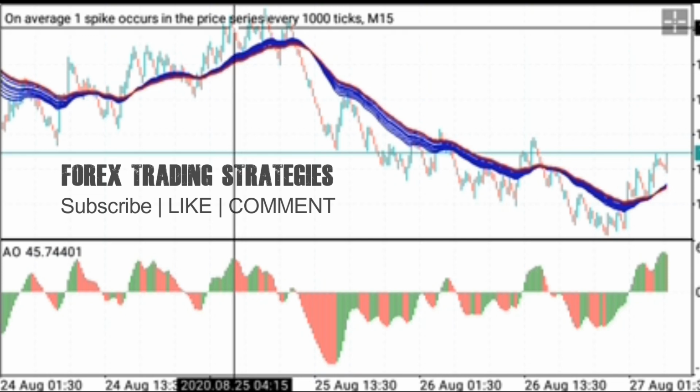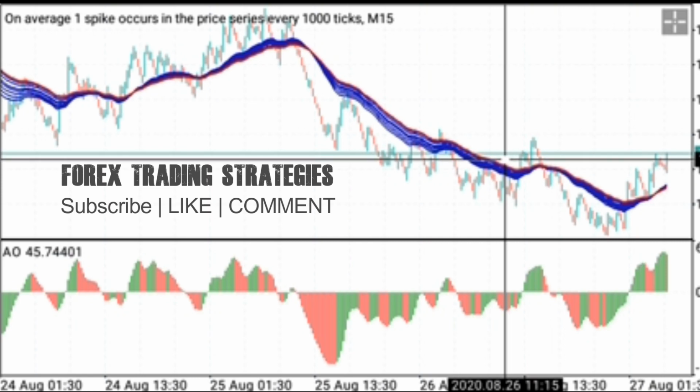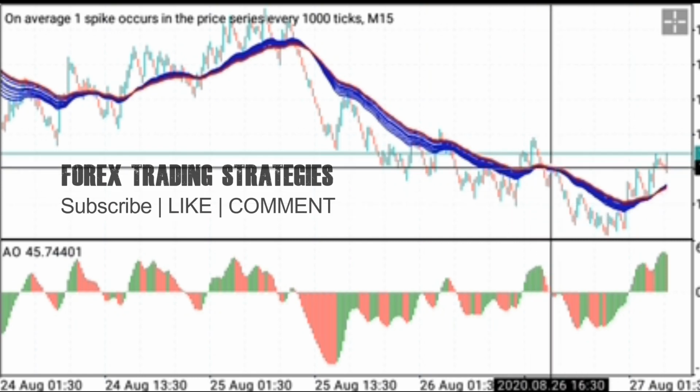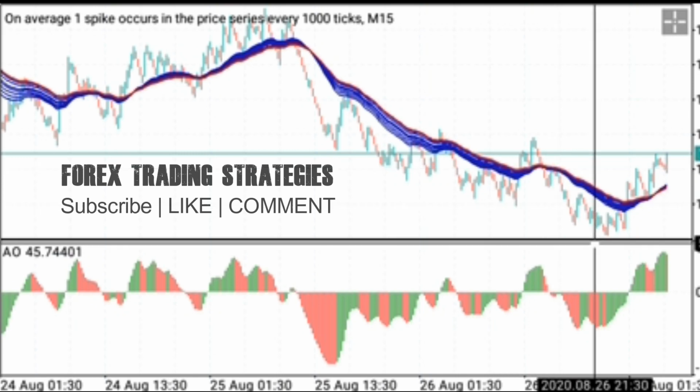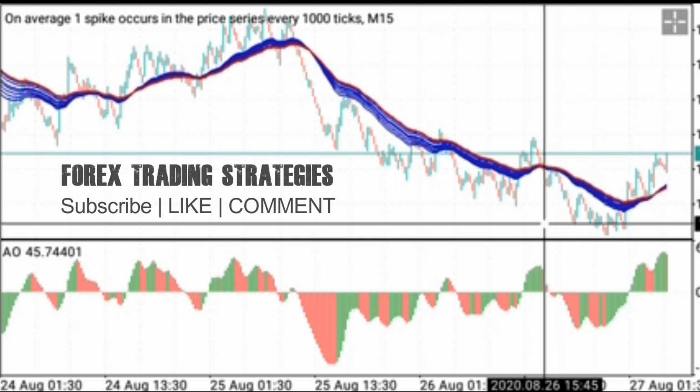When the awesome oscillator turns red there, that's a signal to get out. So you get out of your buy trade there. Okay, so price came down here, crossed the rainbow indicator, you sell, and you hold until here when the awesome oscillator turned green. That's roundabout here.